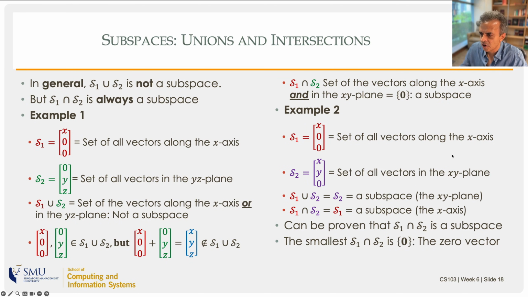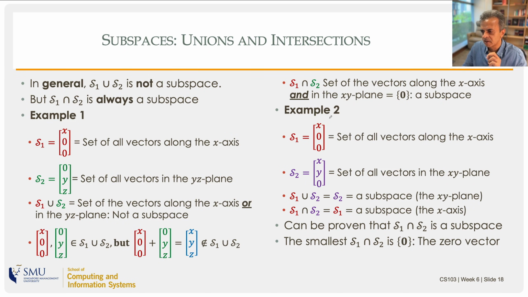So the intersection of two subspaces will contain at least the 0 vector, because all subspaces contain the 0 vector. It might be more than that, as you saw in example number 2, but it will have at least a 0 vector, which is already a subspace. That is the smallest subspace, a set containing just a 0 vector. But the unions are in general not subspaces, unless you have special cases like in example 2.